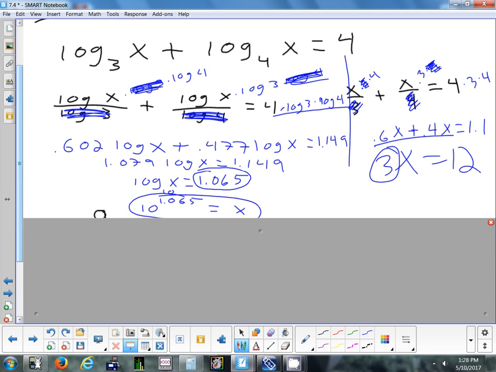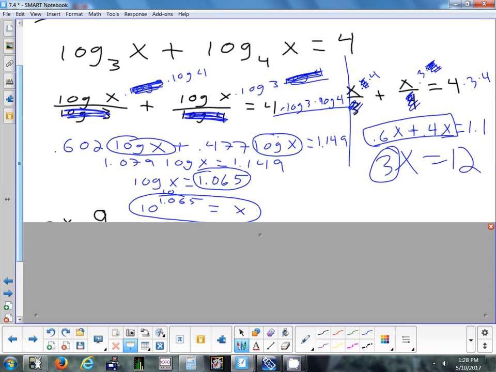Okay, any questions on that one? It's a little bit tricky, but if you get confused by those two things I just circled, pretend like it's just a letter, like I did right there. And you do exactly the same steps. The only extra step is at the very end. You have to change log to exponential form. That's it. Any questions on that?